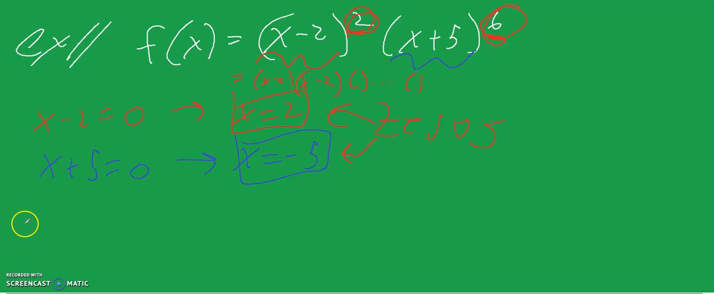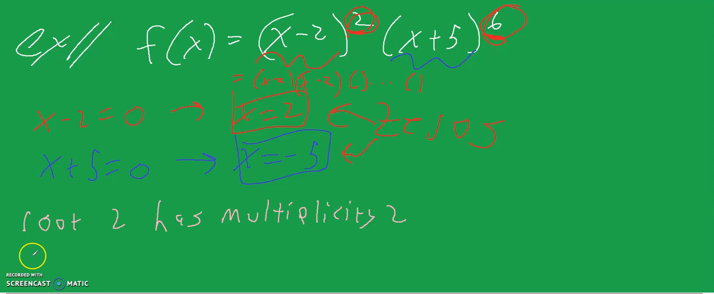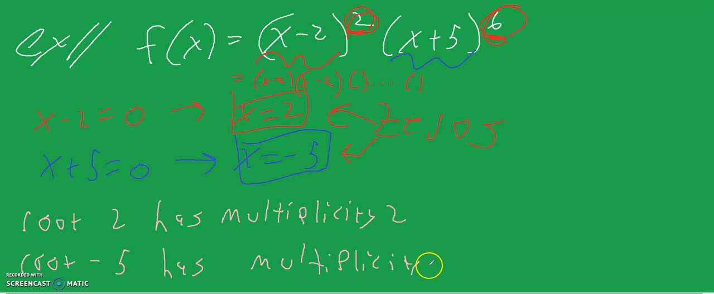So we say that the root 2 has multiplicity 2, and then the root -5 has multiplicity 6. So how many times does -5 occur when I expand this guy out? It occurs 6 times. How many times does positive 2 occur? It occurs twice, and that's determined by these exponents up here.